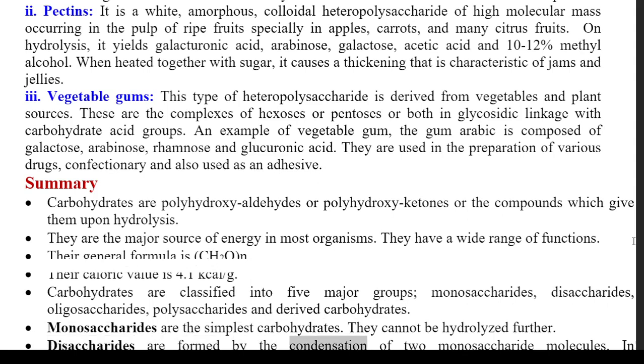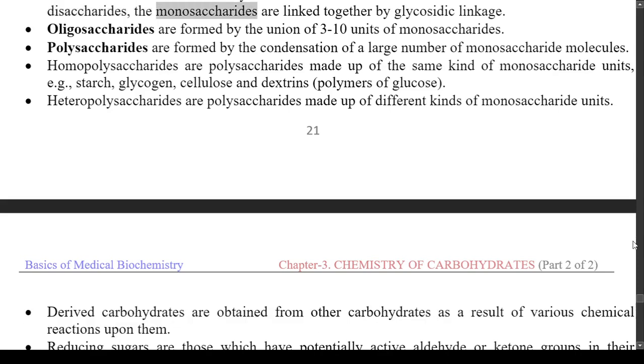Disaccharides are formed by the condensation of 2 monosaccharide molecules. In disaccharides, the monosaccharides are linked together by glycosidic linkage. Oligosaccharides are formed by the union of 3 to 10 units of monosaccharides. Polysaccharides are formed by the condensation of a large number of monosaccharide molecules.